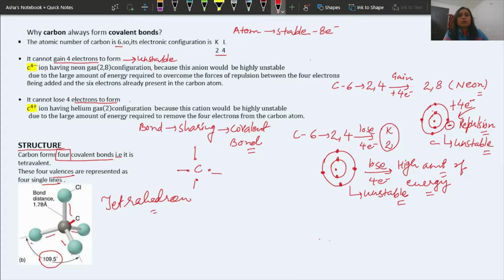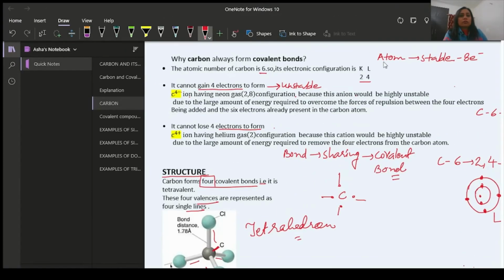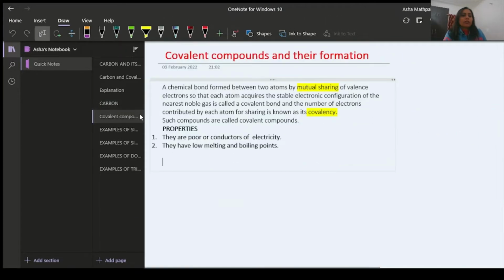So now we'll go to our next topic, which is what are the covalent bonds. Covalent bonds, we know that they are formed by the sharing of electrons. So a chemical bond which is formed by any two atoms by mutual sharing of valence electrons, so that each atom acquires stable electronic configuration of the nearest noble gas, is called a covalent bond, and the number of electrons contributed by each atom for sharing becomes its covalency. Such compounds are called covalent compounds.